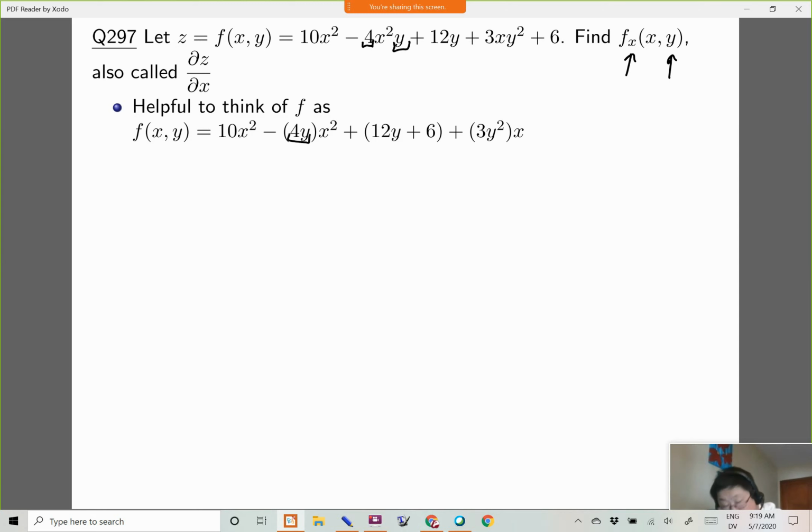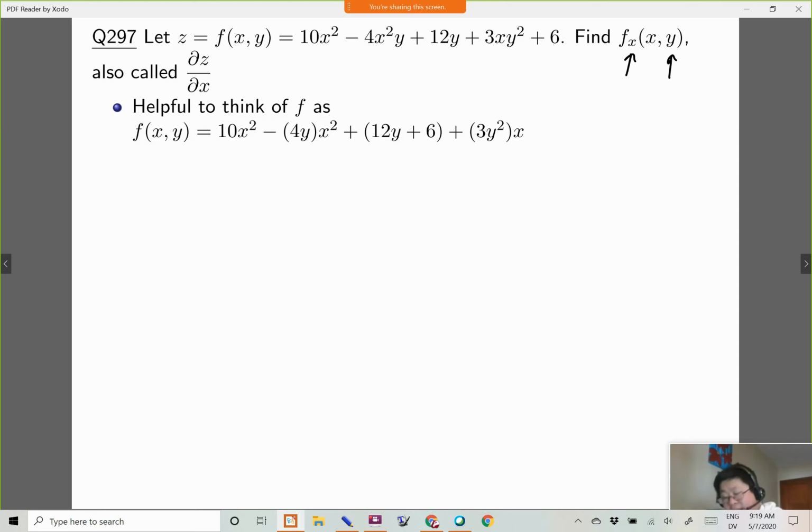Therefore, 4y is a constant. Over here, look, if y is a constant, let me just pretend y is a number again, we could make up a number. Just say that y is 2. If y is the constant 2, then 12 times y would be the constant 24, right? 12 times 2. So this would be constant.